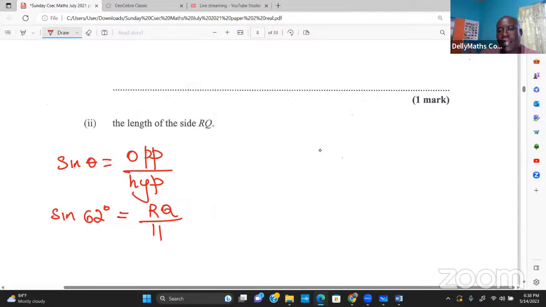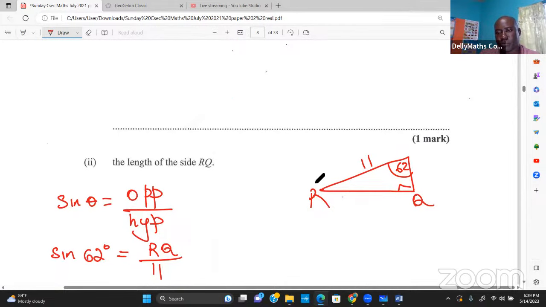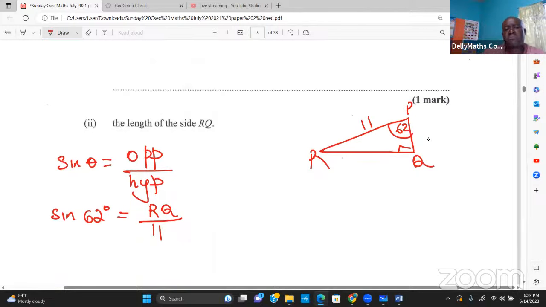Remember our triangle looked like this: 62, 11, RQ. That's our RQ, and that's P up here. Now if I just multiply both sides by 11, I will get that 11 times the sine of 62 degrees will give me RQ.